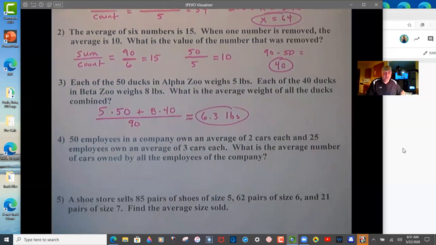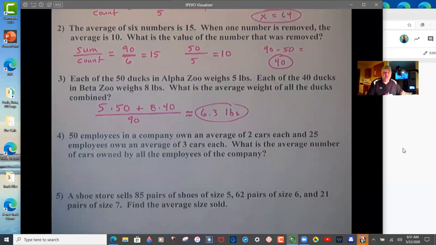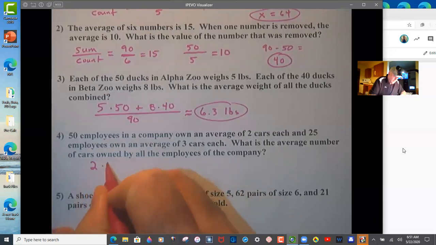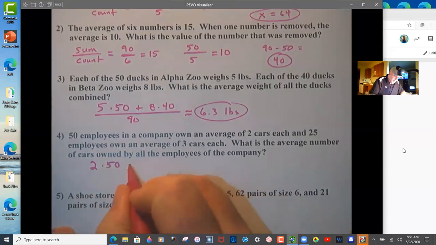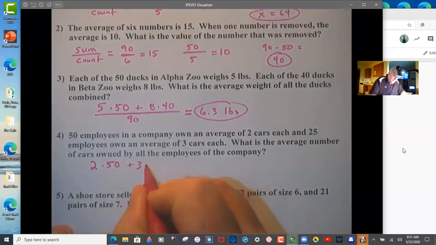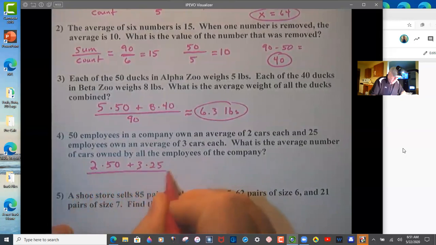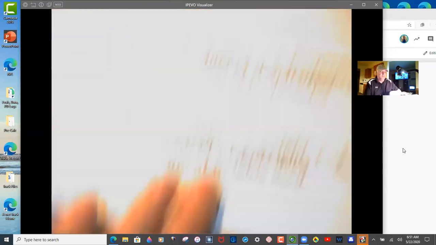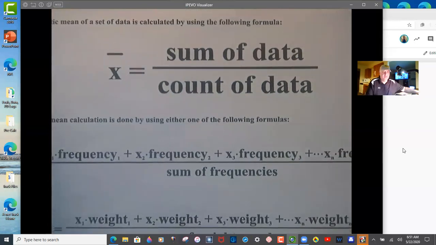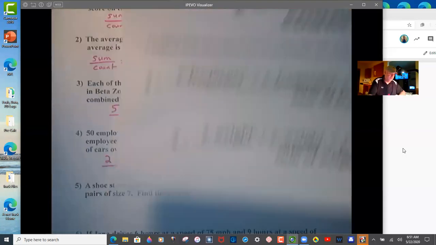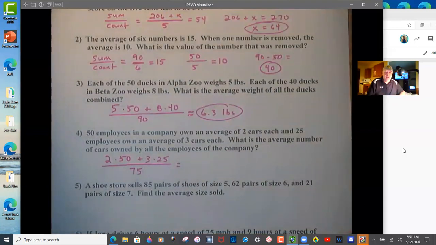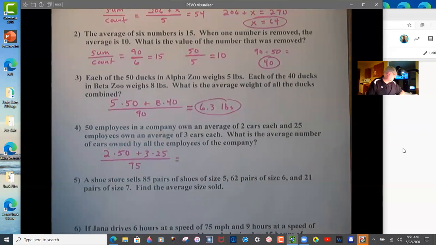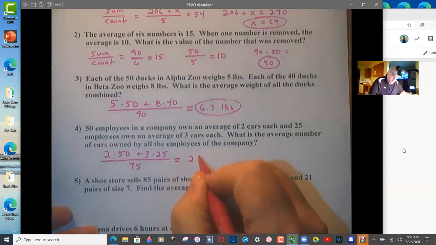Same thing on number 4. It is the cars that are being frequency. So 2 cars occur 50 times, and the 3-car ownership happens 25 times over a total of 75. So don't forget, this is the idea that we're dealing with. So you're multiplying by the frequencies or the weights on each of those. So you crunch this through, and this ends up being 2.3 cars.